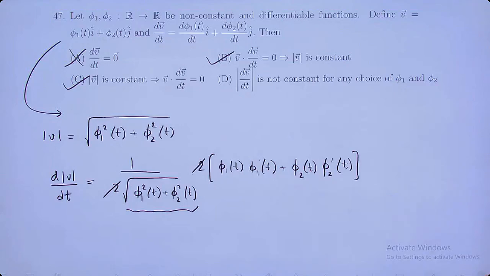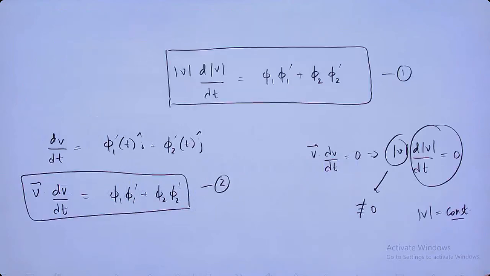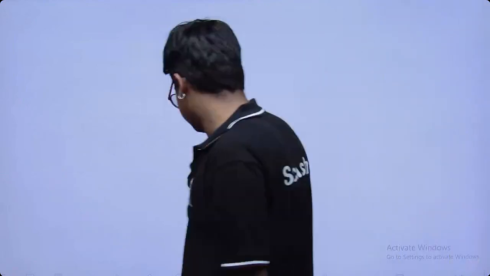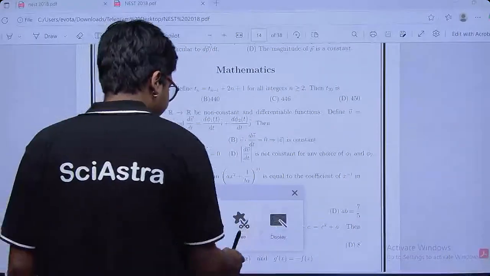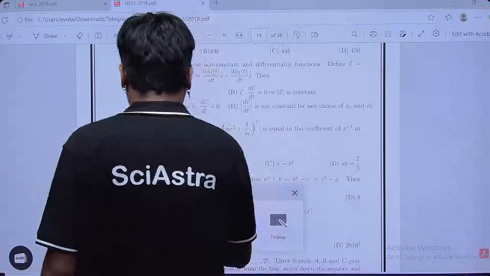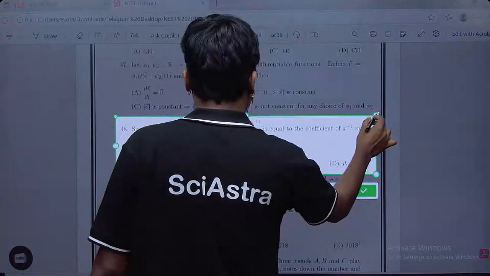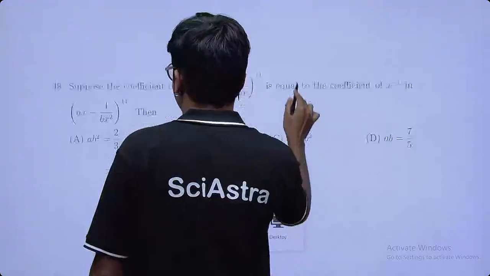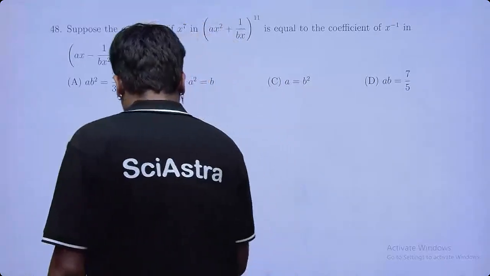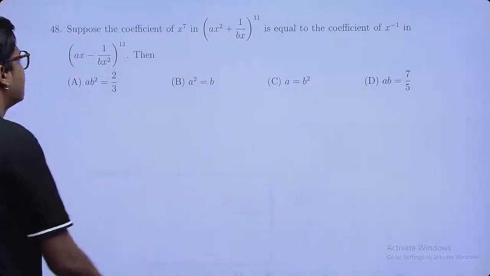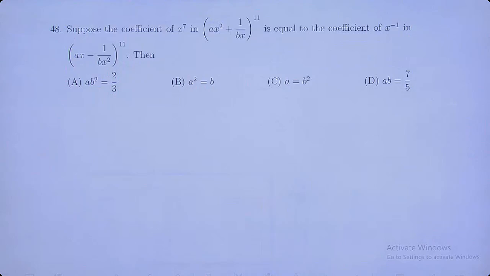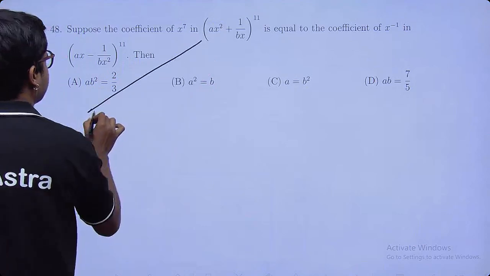That's 47. Hope it's clear to everybody. Question 48. What is question 48? The coefficient of x to the power 7 in this expansion is equal to the coefficient of x to the power minus 1 in this, then which of the following options is correct? What do we do? What is the general term in this going to look like?